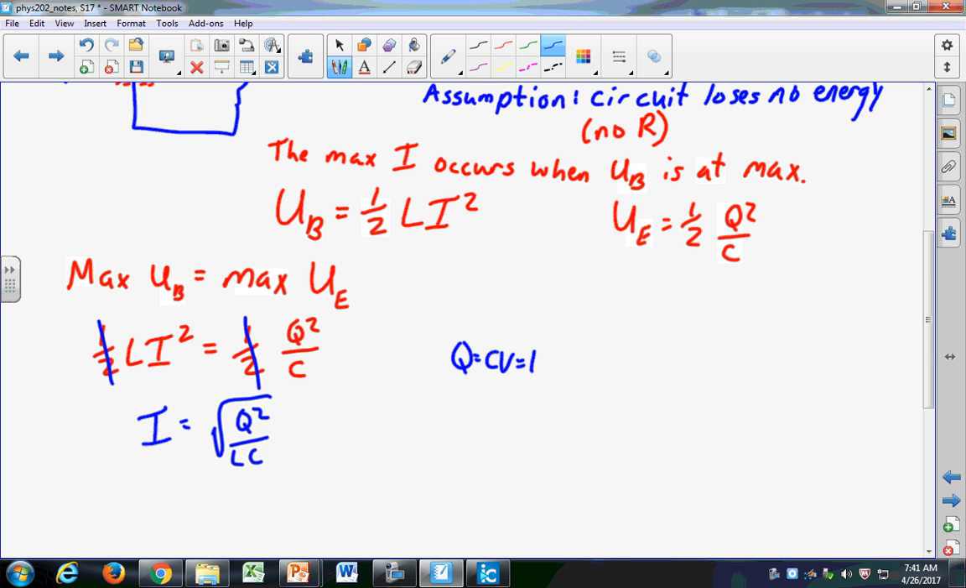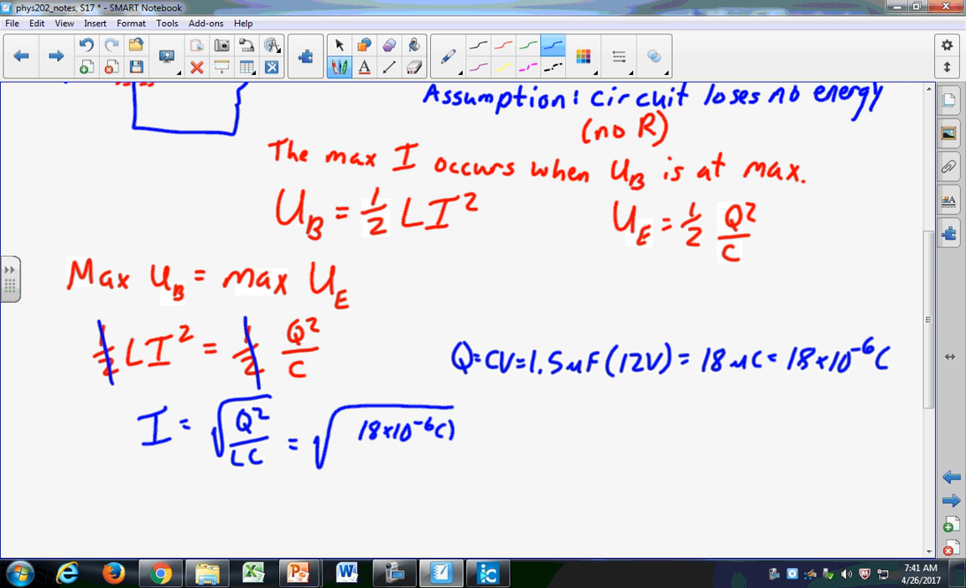That was 1.5 microfarads times 12 volts. That's equal to 18 microcoulombs. I'll need to change this to 18 times 10 to the minus 6 coulombs, to keep with SI units. So what I get here is the square root of 18 times 10 to the minus 6 coulombs, the maximum charge on the capacitor, squared, divided by my capacitance and my inductance.